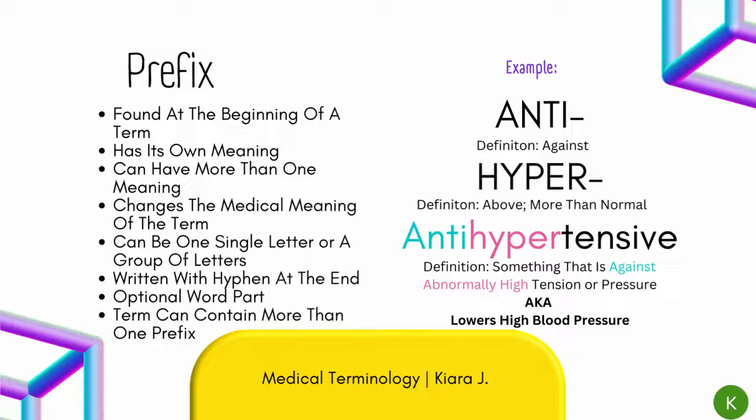For example, we have anti-. It ends in a hyphen. Anti- means against. You have hyper-, which again ends in a hyphen as well. It's defined as above or more than normal. And in our term example, we have antihypertension. So using the definitions that we know, anti- and hyper-, we know that this is something that is against abnormally high something. And in this case, it is tension or pressure. And within the context that this is normally used in, it's normally talking about high blood pressure. So this is something that lowers high blood pressure.